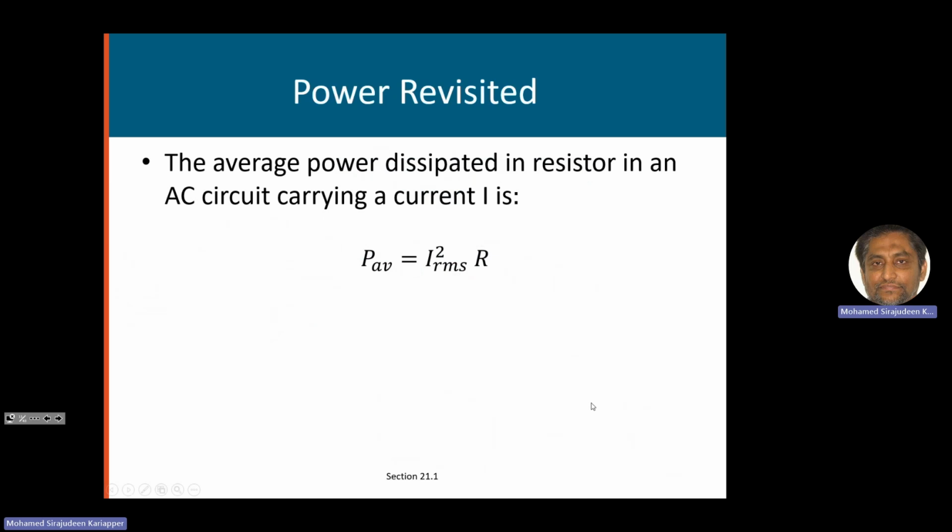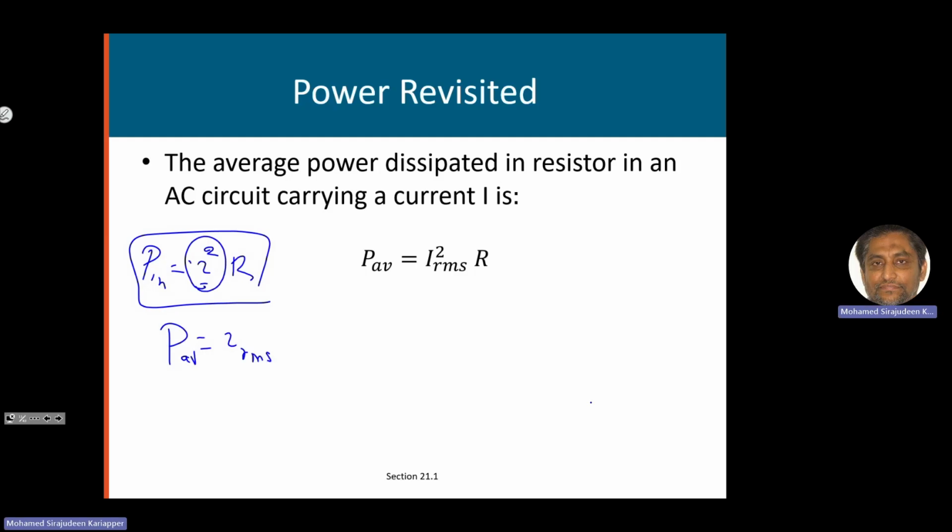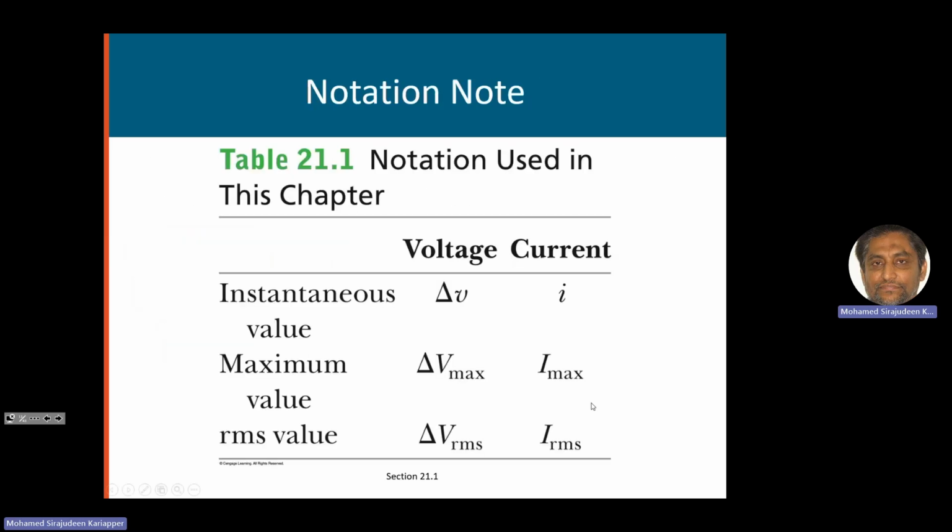Now we are going back to the power. So instantaneous power at any time is the instantaneous current squared into R. So the average power will be, in place of the I, we put the average value, which is I RMS squared into R. So the average power will be simply the RMS current squared multiplied by R.